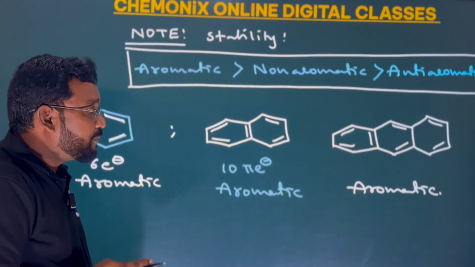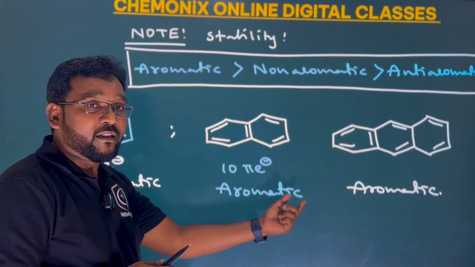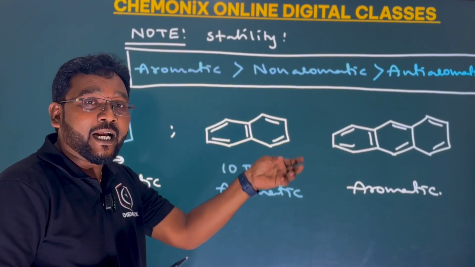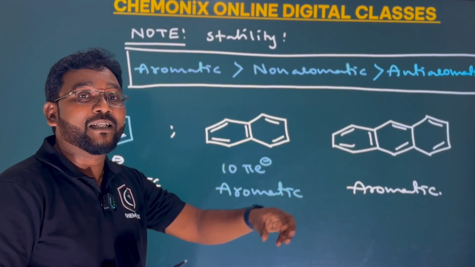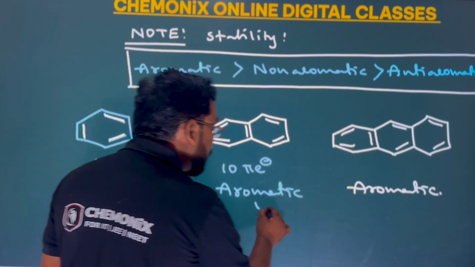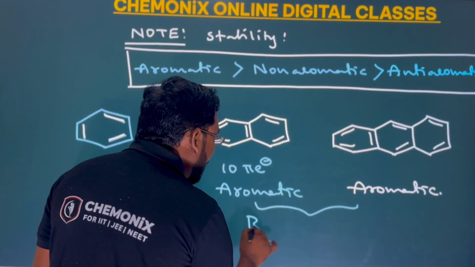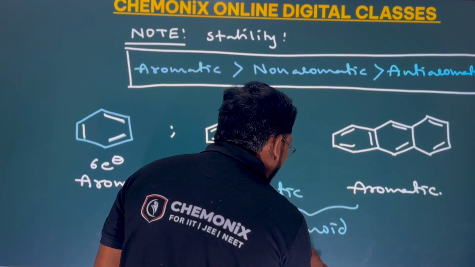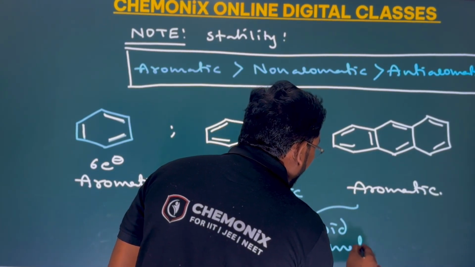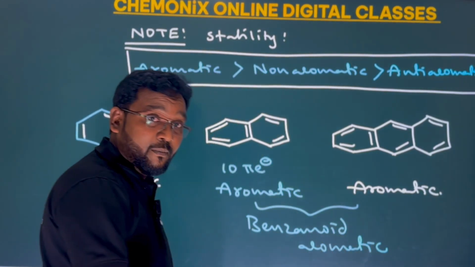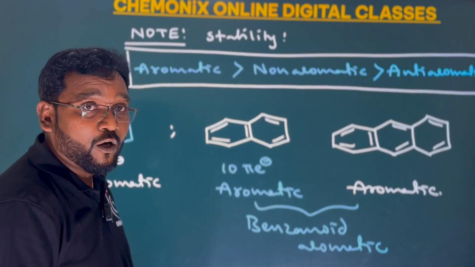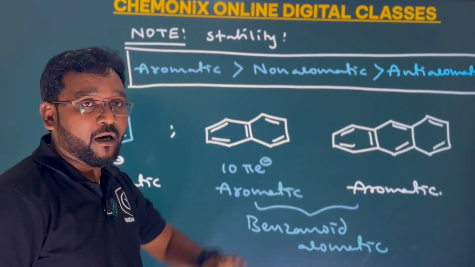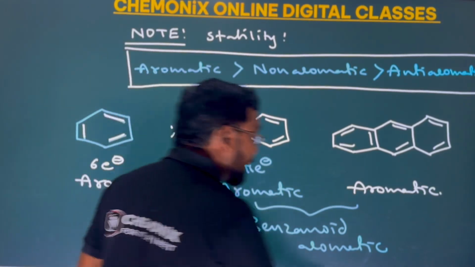And you guys remember, in the case of naphthalene and anthracene, the benzene rings are there, right? So, the aromatic compounds which contain the benzene rings are called benzenoid aromatic compounds. These two are called benzenoid aromatic compounds. You may have questions like which of the following is benzenoid, which of the following is a non-benzenoid aromatic compound. Let me give you some other examples also here.